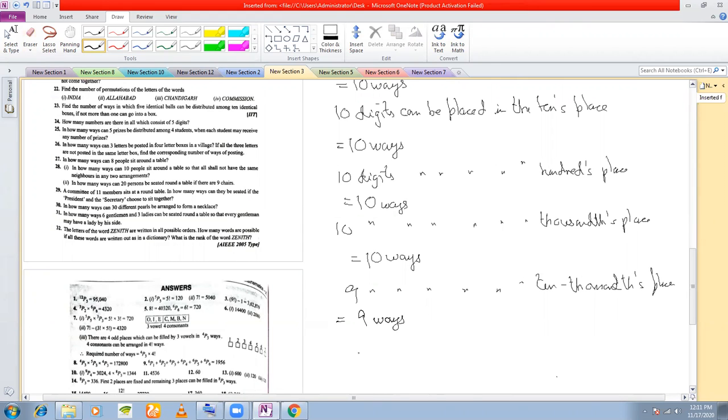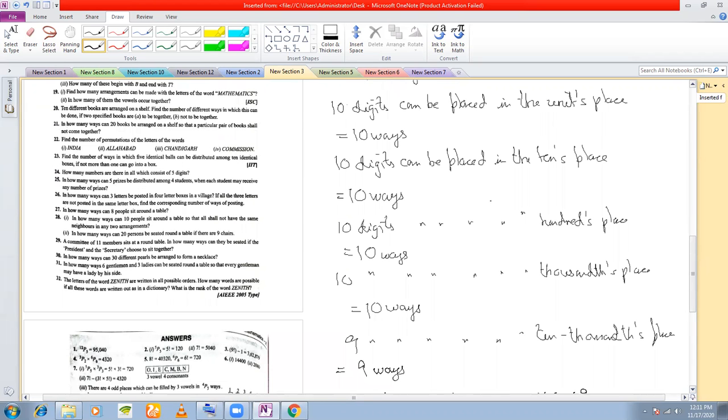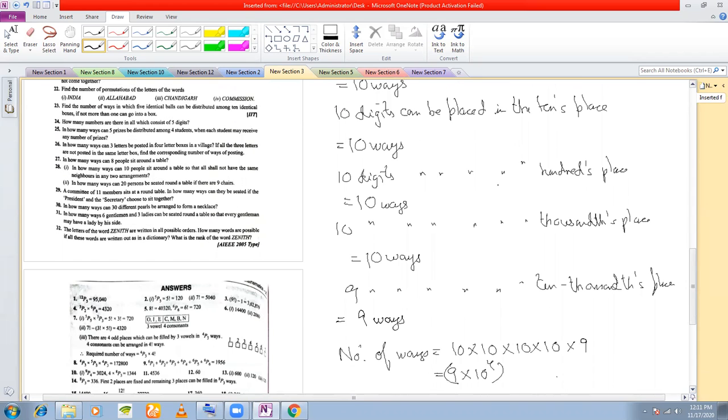Therefore, what is the total number of ways? 10 into 10 into 10 into 10 into 9, so this is 9 into 10 to the power of 4. This is the number of permutations. See that the number of permutations has gone up exponentially. Very high number of permutations you are getting if the digits can be repeated. Okay. So that was one example from your repeated permutation.